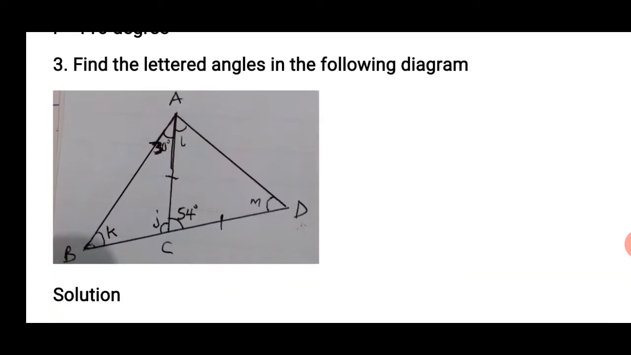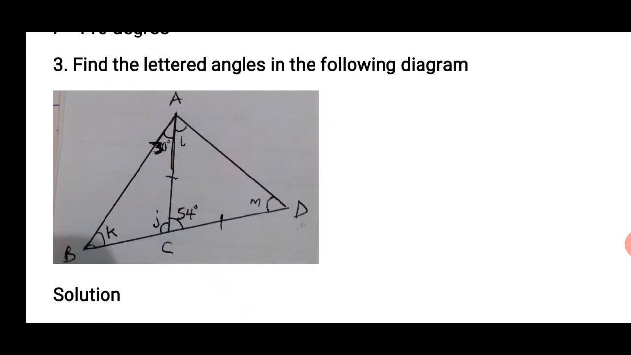Then the third example says, find the lettered angles in the following diagram. Look at the diagram, study the diagram very well. We have some angles given. The angle given at the top here is 30 degrees. Then we have another one given here, 54 degrees. Then we have this sign.